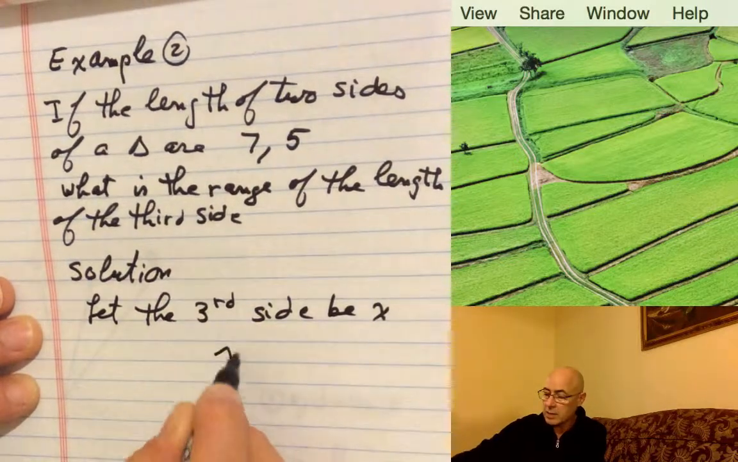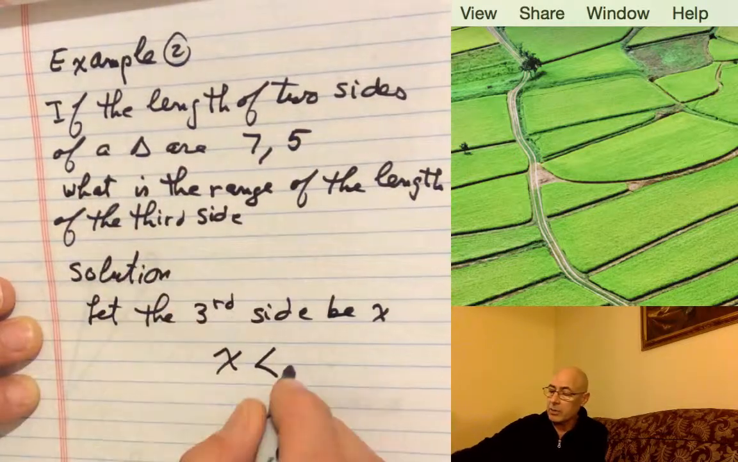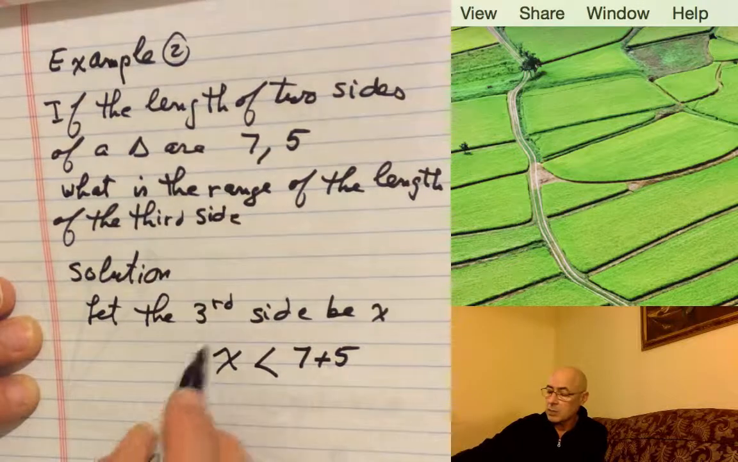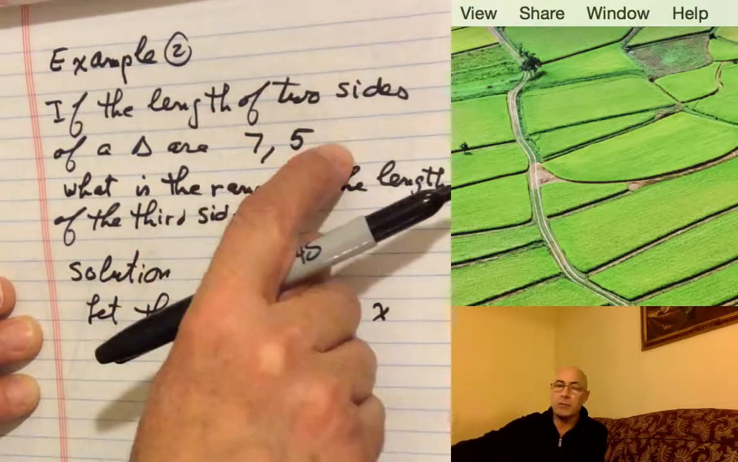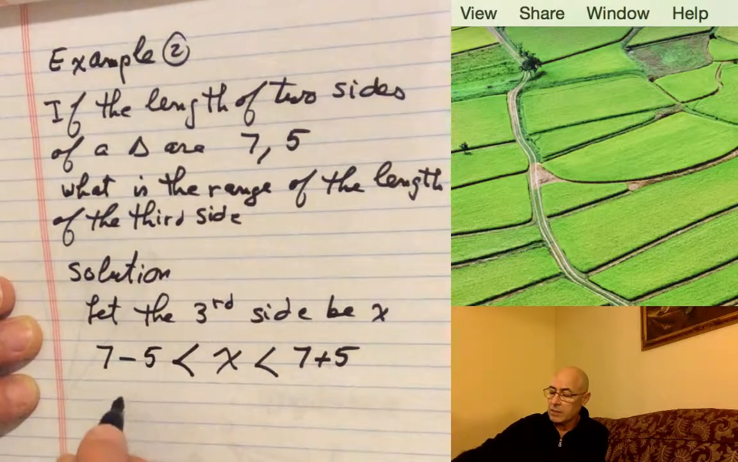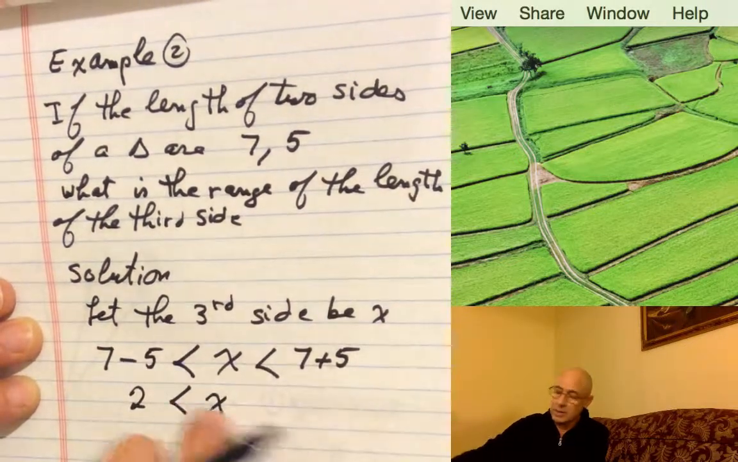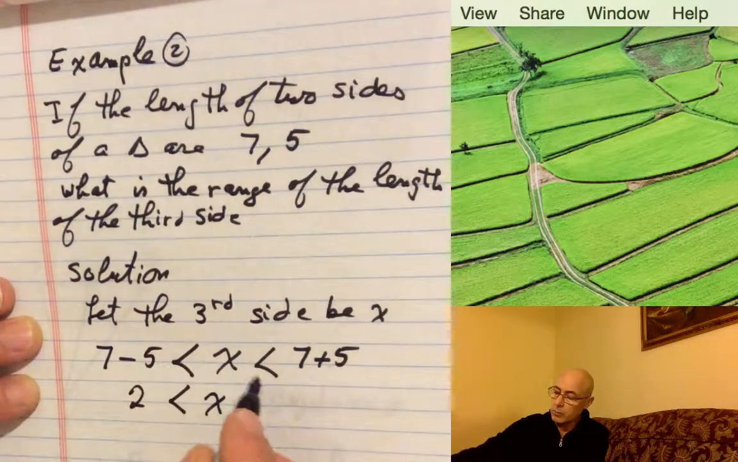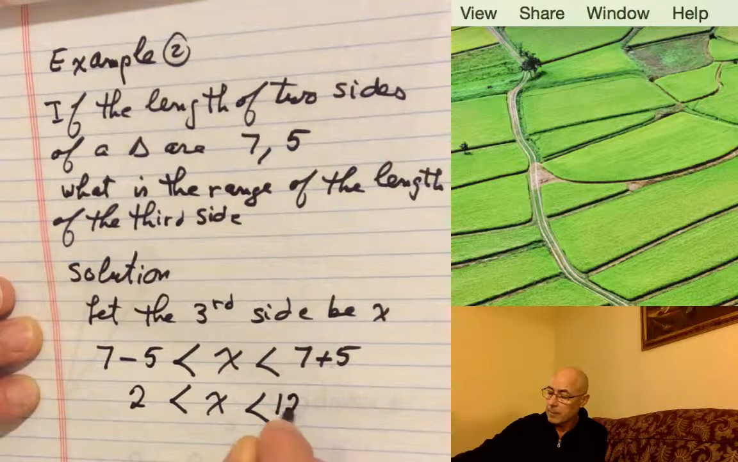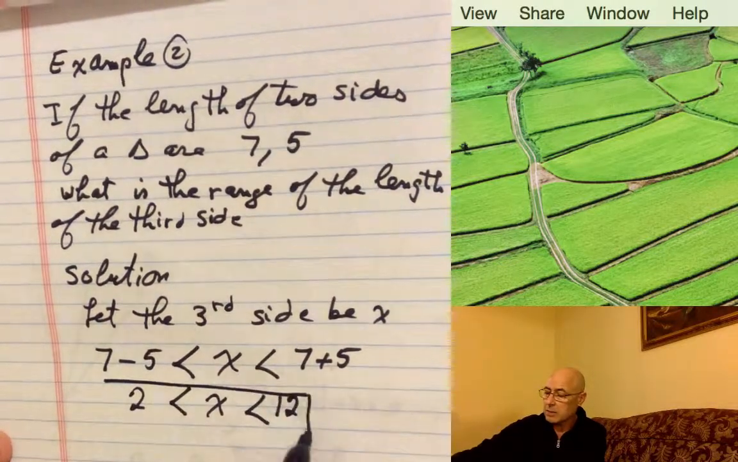So this one side, the x, has to be less than the sum of the other two sides, 7 plus 5. And it has also to be greater than the difference between 7 and 5, 7 minus 5. So 7 minus 5 is 2. So x has to be greater than 2 and less than 7 plus 5, 12. So what's the range of x? That's the range of x.